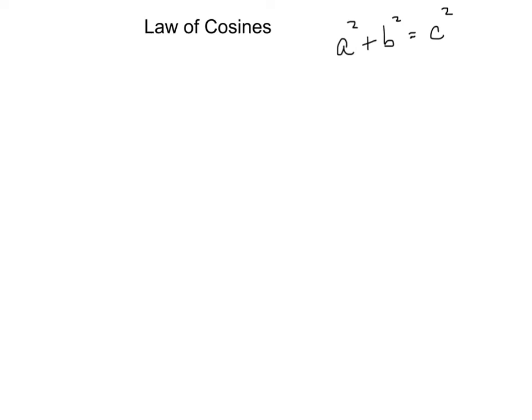Today we're going to look at the law of cosines. The law of cosines is based on the Pythagorean theorem, which says in a right triangle, the sum of the squares of the legs is equal to the square of the hypotenuse, a squared plus b squared equals c squared. But what if it's not a right triangle?